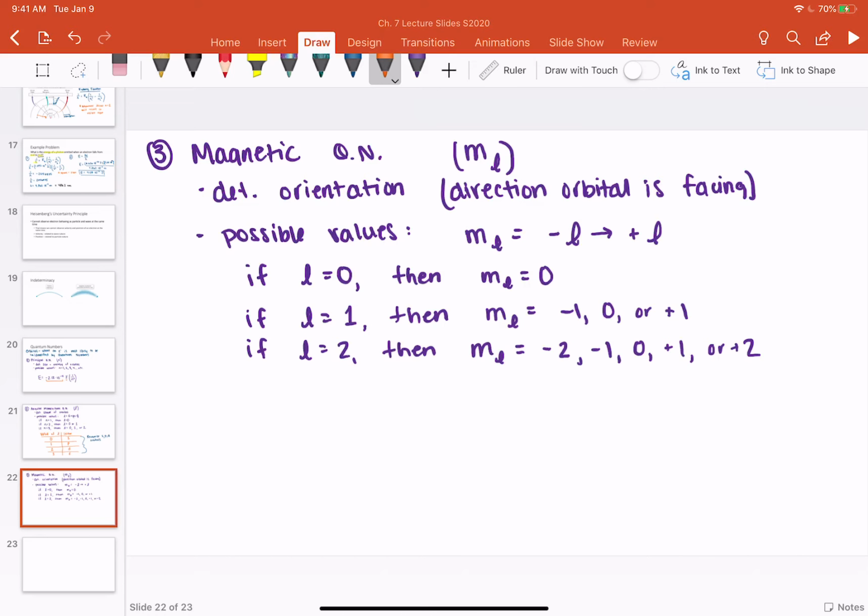And our last quantum number is the spin quantum number. And the spin quantum number doesn't actually refer to the orbital itself. It identifies individual electrons that are within that orbital. And that value is called m sub s. So we have m sub l and m sub s. And what this does is it identifies the direction of the spin of the electron.